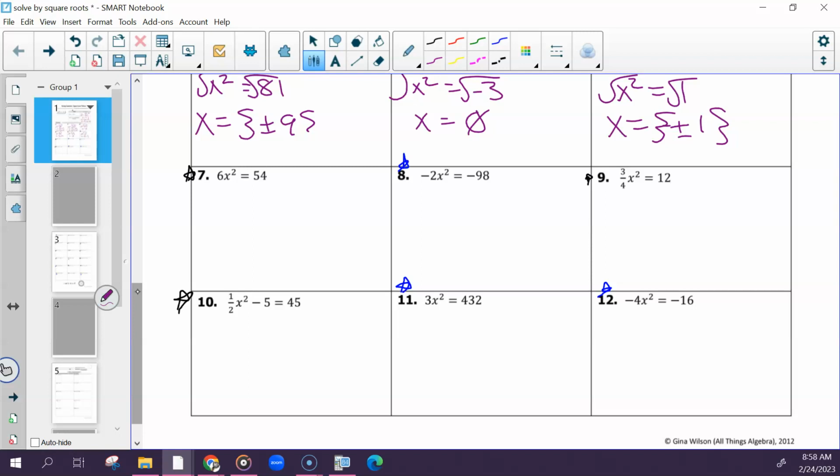How would we solve that? Multiply by what? 3/4. Not 3/4, but 4/3. There you go. And what would that give us? A fraction.